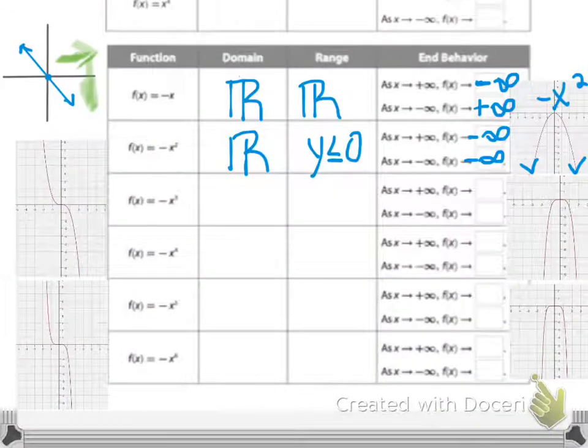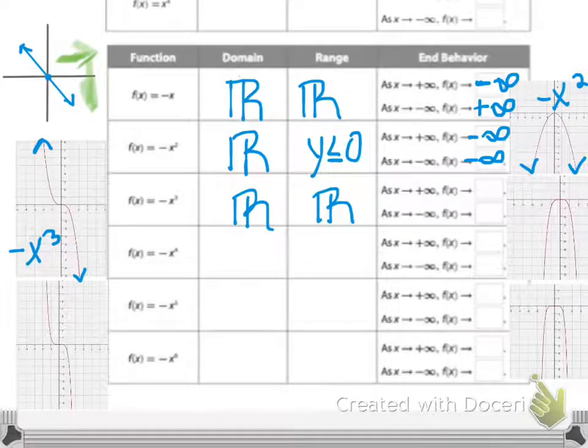If we jump down and look at the one with negative in front of the x cubed, so that's this graph, domain and range are still both all real numbers. But now, on the right-hand side, over here, the end is pointing down, so that means it's going towards negative infinity. And on the other end, on the left-hand side, it's going towards positive infinity because we've reflected the graph.